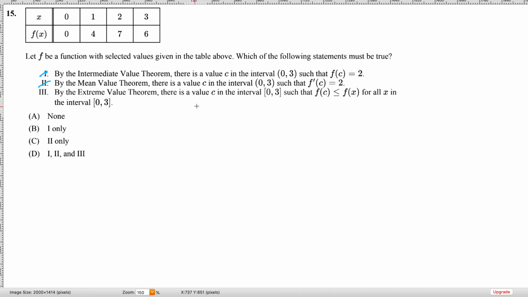Extreme value theorem, there's a value c in the interval 0 to 3 such that there's a minimum, right? This f of c is less than or equal to all the other values on that interval. But in order to apply the extreme value theorem, we need that f be continuous, which we don't know, and our choice is A.